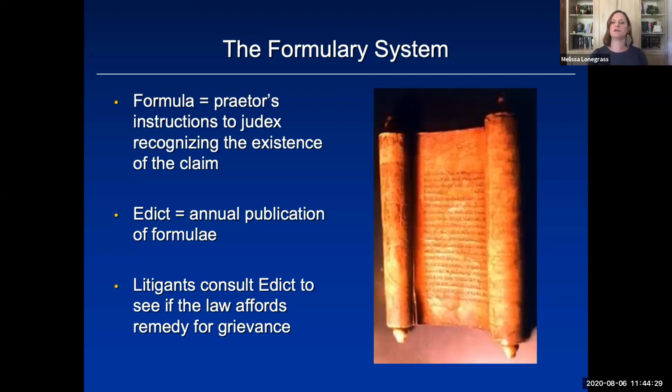You can think of these formulae sort of loosely as being similar to reported cases in our modern American legal system. They were the records showing that a plaintiff had prevailed on the merits. Now, the praetor issued hundreds of these formulae every year, and at the end of every year, all of the formulae were compiled in a single publication that was called the edict. Litigants, before bringing a claim before the praetor, began to consult the edict to make sure that the law afforded them with a remedy, to determine whether their grievance warranted any relief under the law. So the edict becomes a source of law that is consulted alongside the original sources.